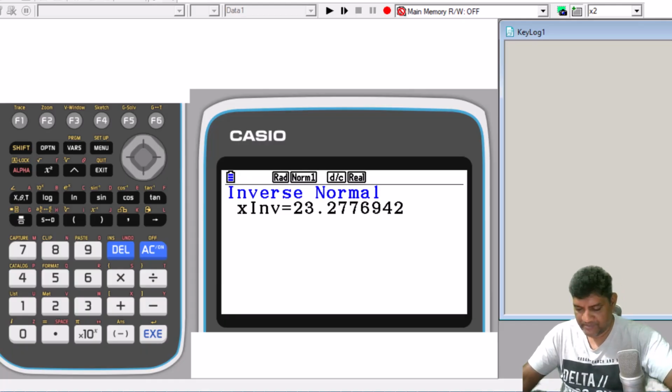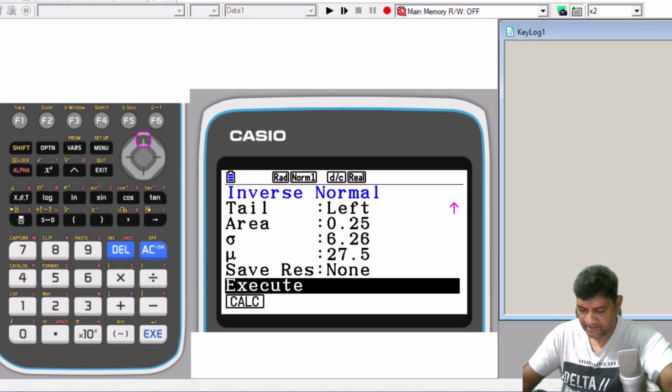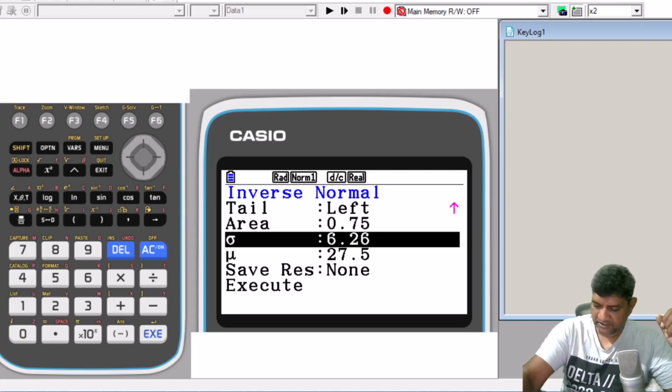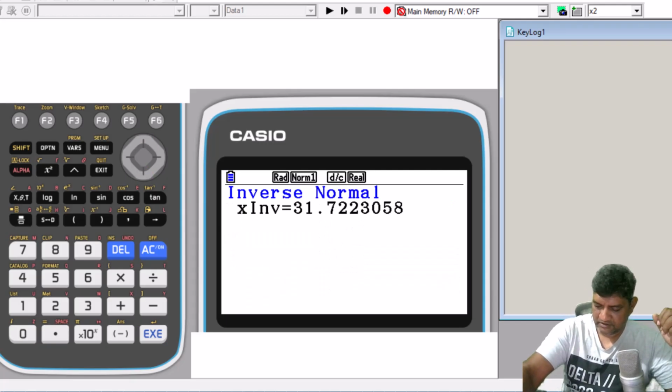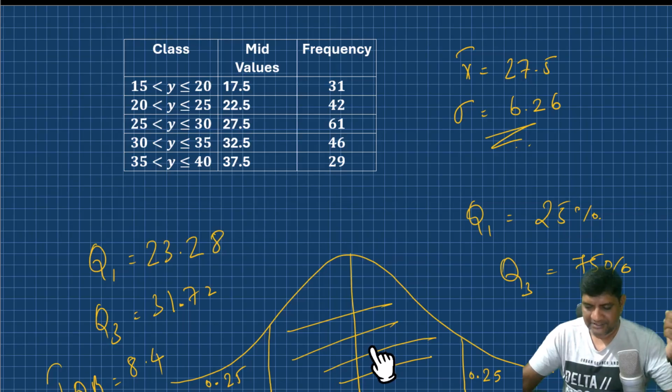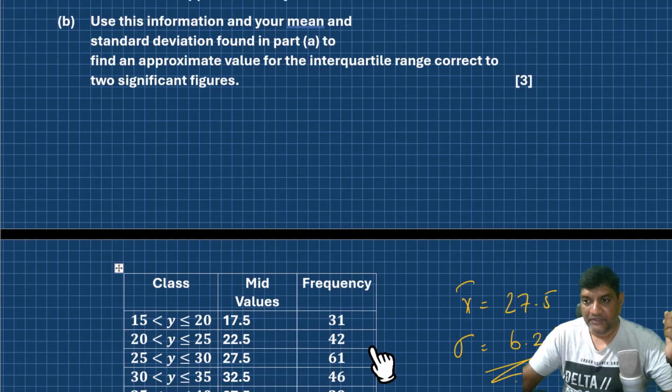So if I want to, I can go back and change the area and say 0.75 over here, and that should give me the quartile 3, which is 31.72. That's how you calculate the interquartile range for this data.